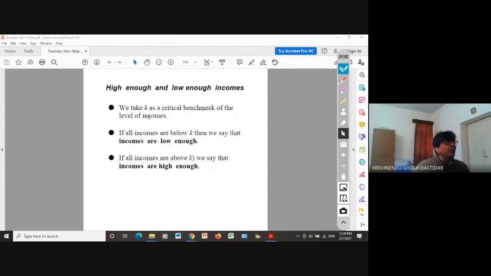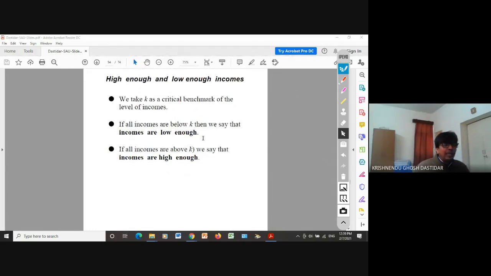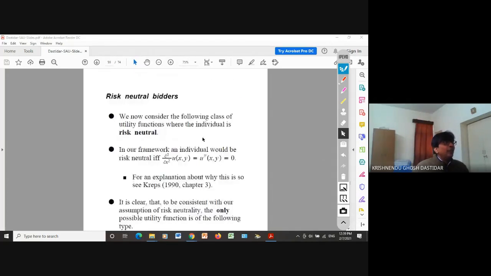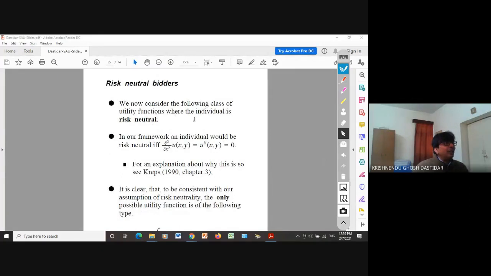So first of all, we take K as a critical benchmark of the level of income. If all incomes are below K, then we say incomes are low enough. If all incomes are above K, we say incomes are high enough. Okay. Now what do we do? We consider the following class of utility function where the individual is risk neutral, because we want to stay as close as possible to the original canonical model.